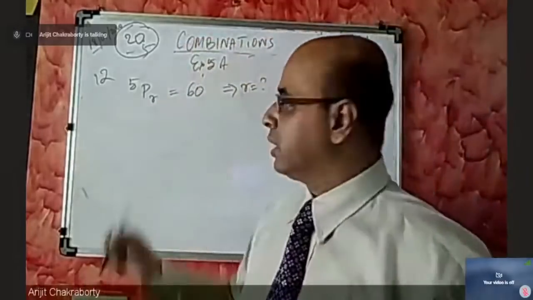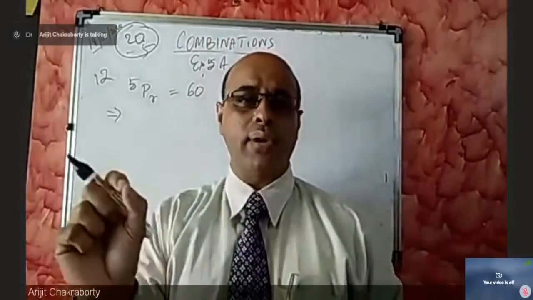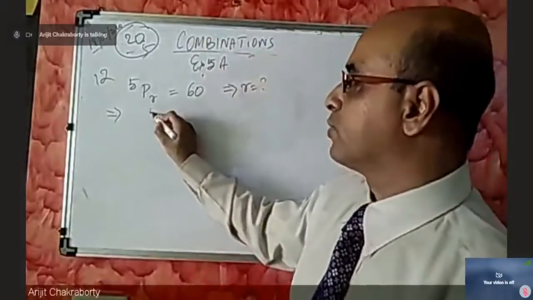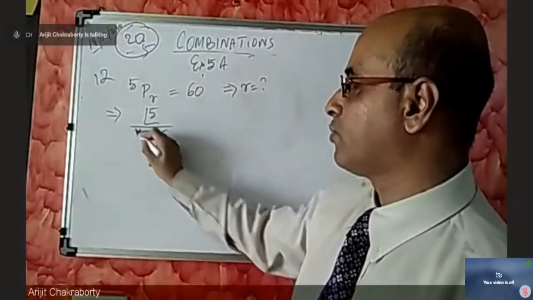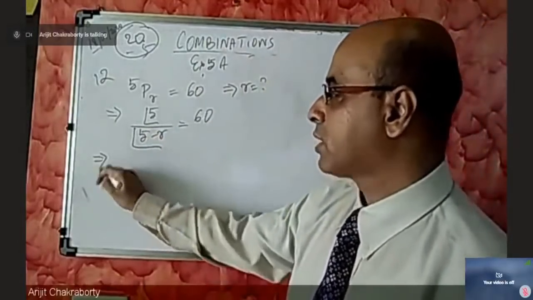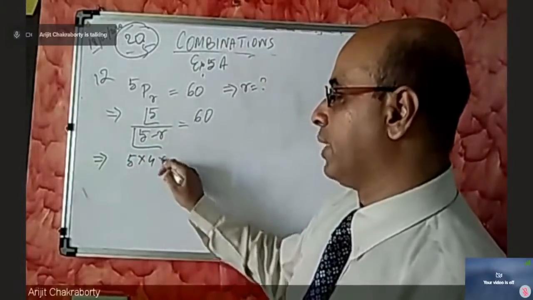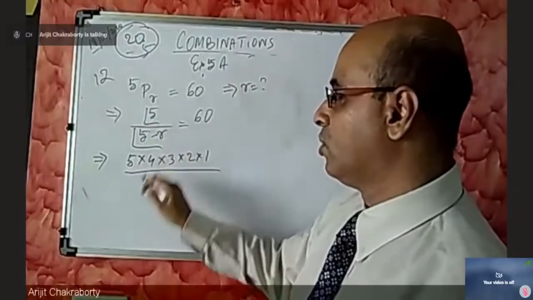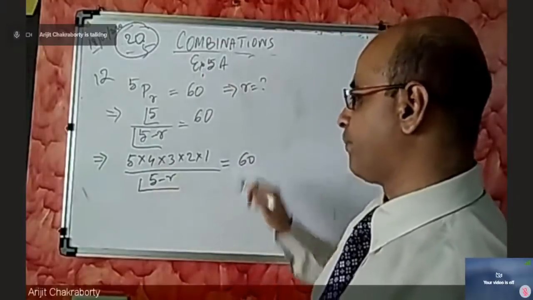5PR equal to 60. We know the formula is nPr is equal to n factorial divided by (n minus r) factorial. So in this case it is 5 factorial divided by (5 minus r) factorial, which is equal to 60. Fine? But 5 factorial means what? 5 into 4 into 3 into 2 into 1 divided by (5 minus r) factorial. This is equal to 60.